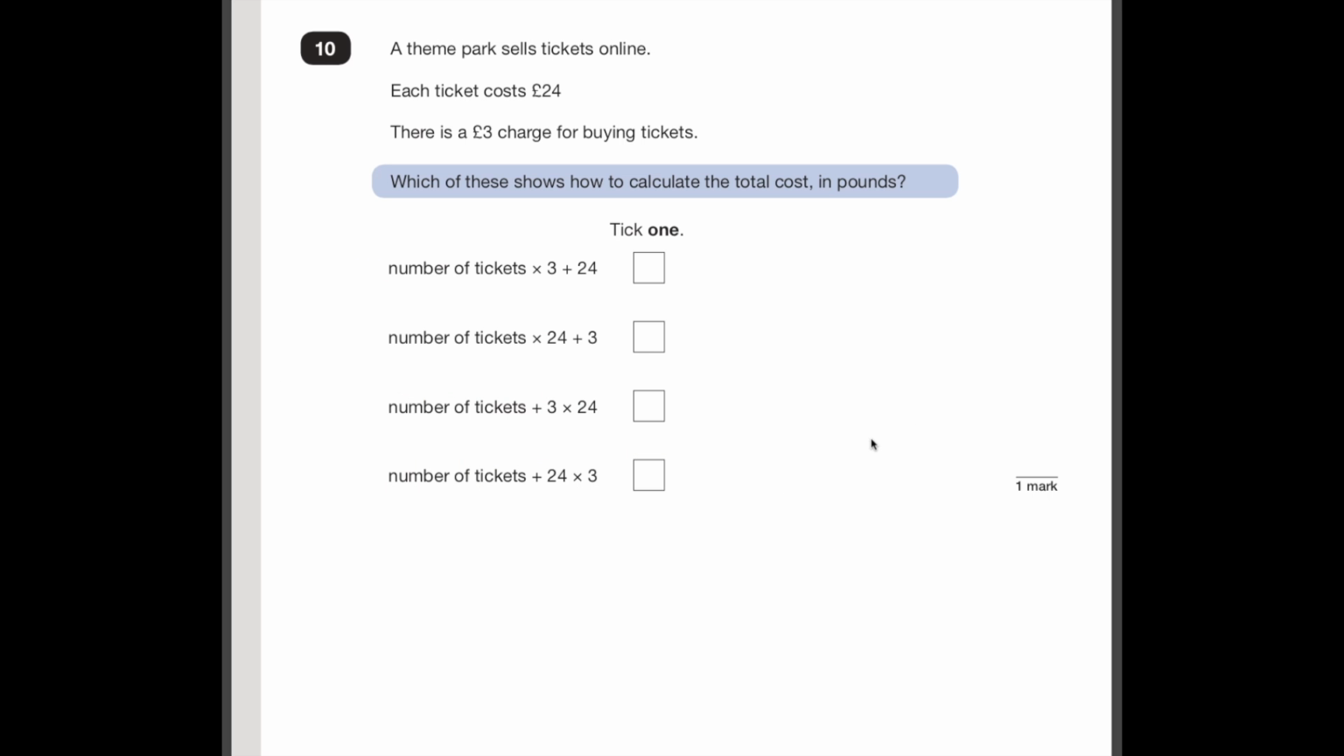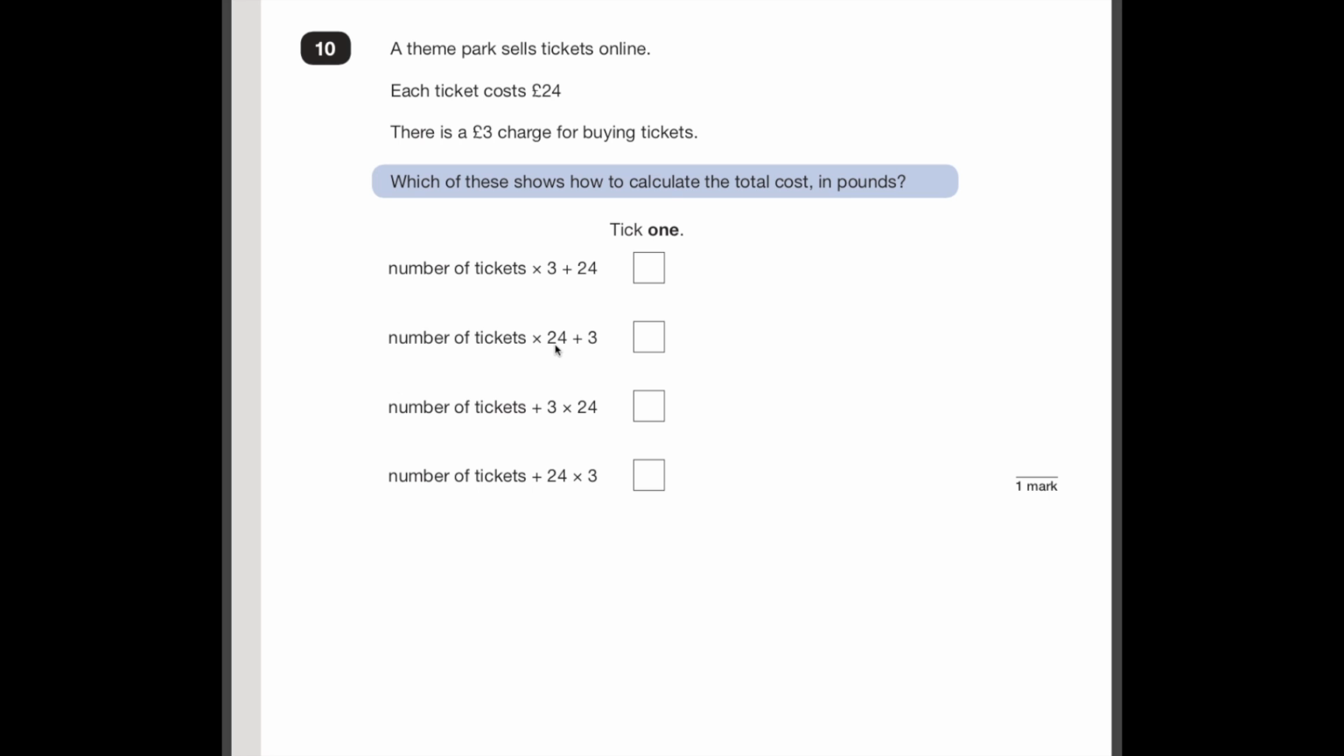Number 10. A theme park sells tickets online. Each ticket costs £24 and there's a £3 charge for buying tickets. Which of these shows how to calculate the total cost in pounds? If every ticket costs £24, our formula would be the number of tickets that you purchase multiplied by 24. That gives you the total cost. But every time you buy some tickets, doesn't matter how many you buy, you have to pay this £3 charge. So it's this one here.